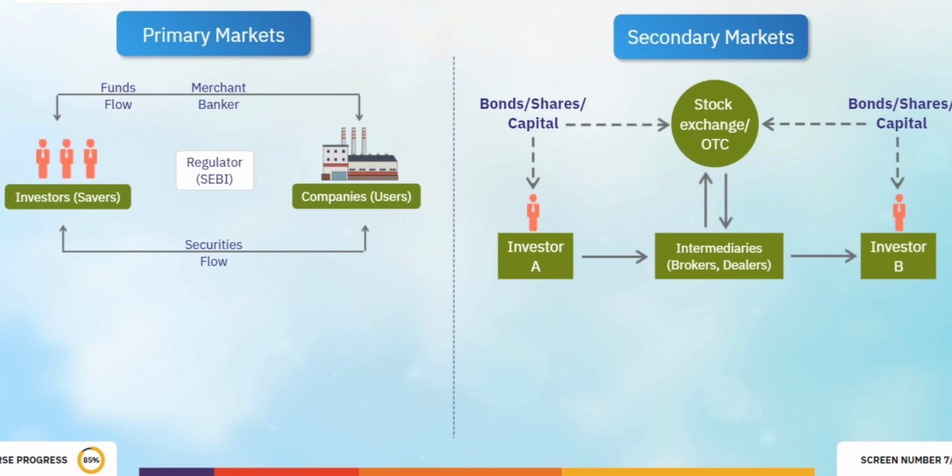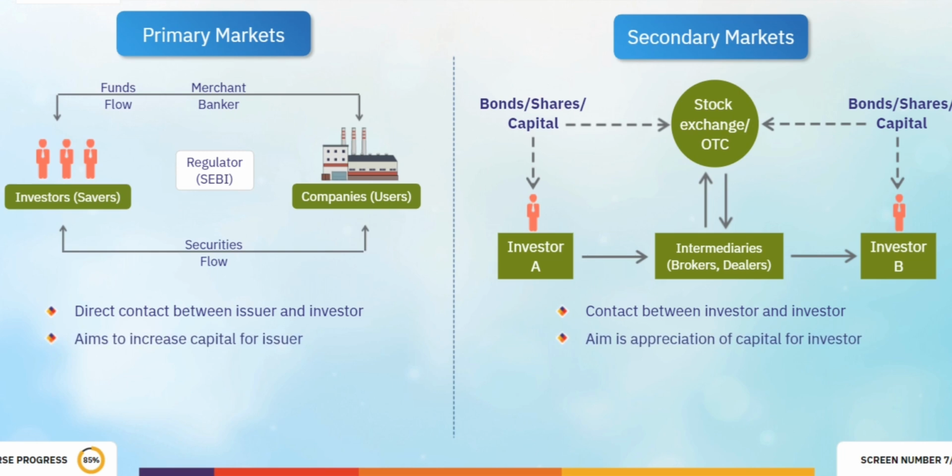Now that we know what primary and secondary markets are, let's look at 5 key differences between these two markets. Difference 1. In primary markets, there is direct contact between issuer and investor, whereas in secondary markets there is contact between investor and investor. Difference 2. The aim of primary markets is to increase capital for issuer, while the aim of secondary markets is appreciation of capital for investor.